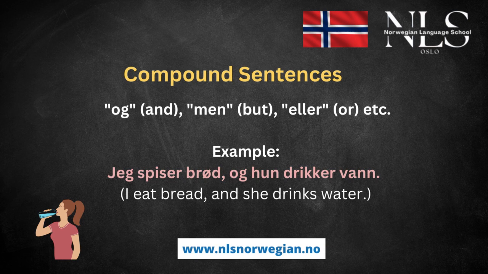Compound sentences. As in many languages, you can combine sentences in Norwegian using conjunctions. Common conjunctions include og, and, men, but, and eller, or. For example, jeg spiser brød, og hun drikker vann. I eat bread, and she drinks water.